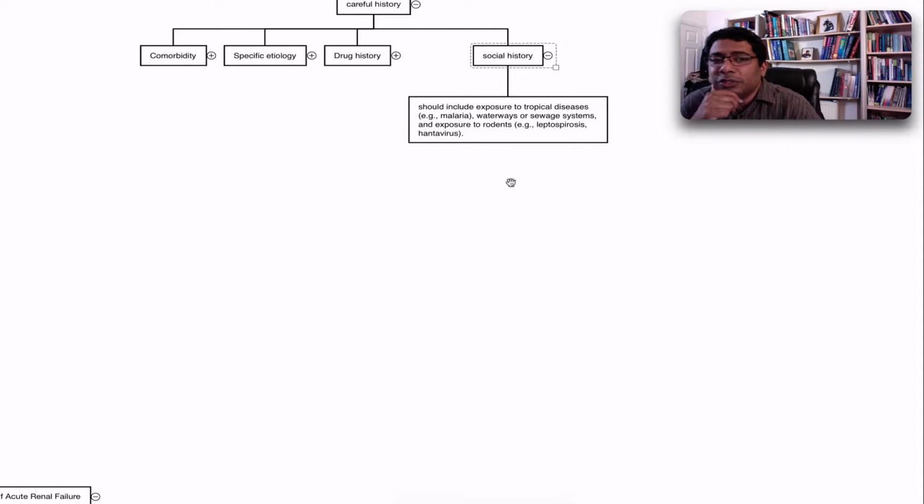And social history should include exposure to tropical diseases. Has the patient had any travel recently to tropical weathers? Example, malaria can be there, waterways or sewage systems, and exposure to rodents. I think risk of leptospirosis, hantavirus, etc.